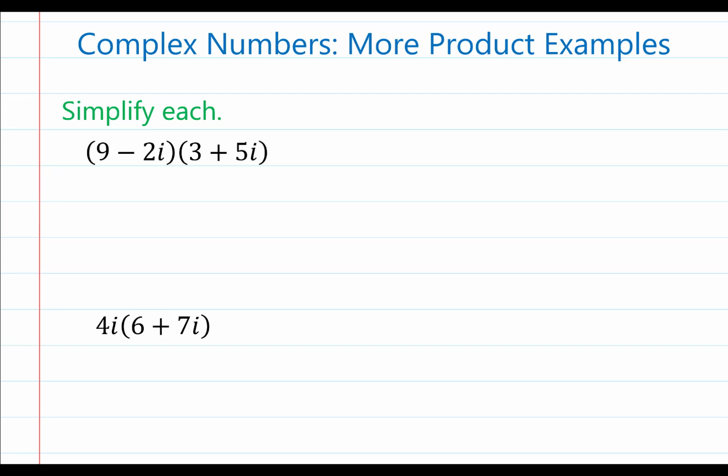Our first example has two complex numbers, both of which have a real part, 9 and 3, and an imaginary part, negative 2i and 5i. So let's start by multiplying the two real parts together. So 9 times 3 is 27.